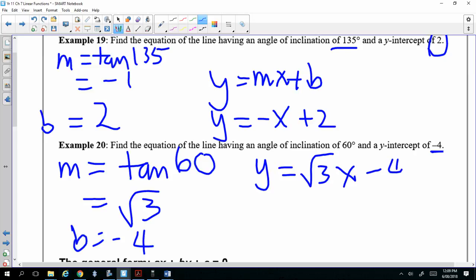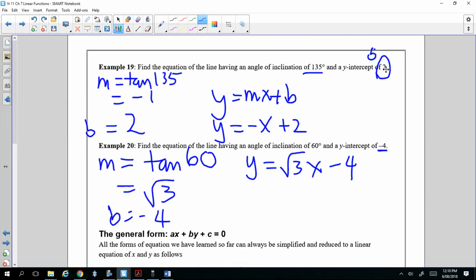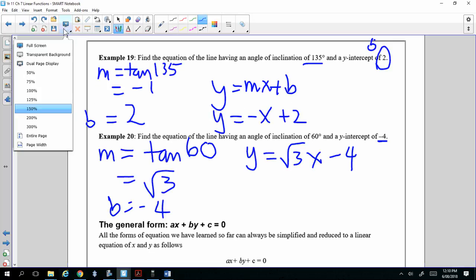So be careful, the gradient formula doesn't always work. Sometimes you have to use this formula for gradient, tan of the angle, and you should know all your exact values. All right, any question about gradient-intercept form? So it's very easy. We'll give you the gradient and the y-intercept, you can work out the equation straight away. Next, we're going to learn a new form called the general form, which you haven't learned last year.